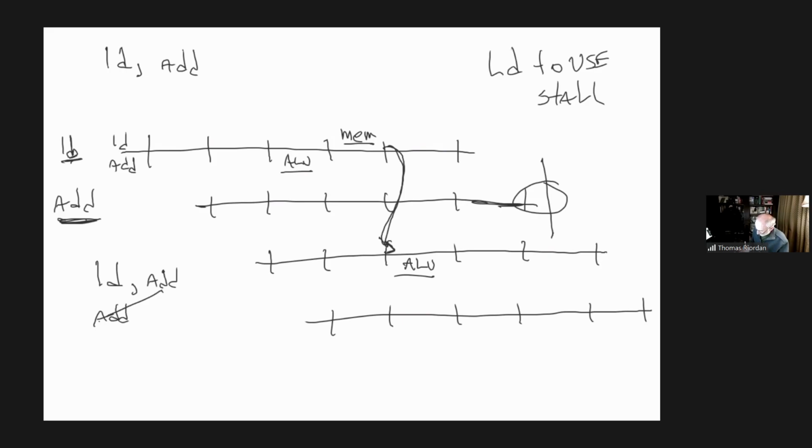But that is still going to move down. It still has to move down because it still can't happen in this load to use stall slot here. So that's the point that the author is trying to make in the previous slide. He says that it's still one cycle, but it's multiple instructions.